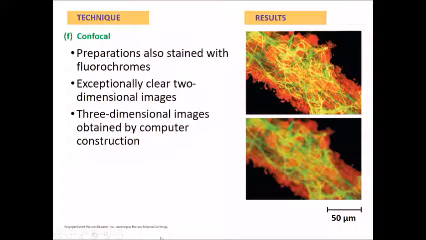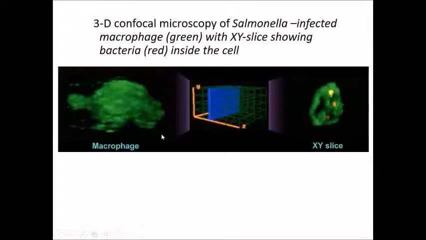Okay. Next, we have the confocal technique in light microscopy. In the confocal technique, the sample or specimen is usually prepared first by staining it with a fluorochrome. Okay, and it is exceptionally clear for 2D images. As you can see, the 2D image here is very clear. And then if you want to get a 3D image, it can be obtained by computer reconstruction.